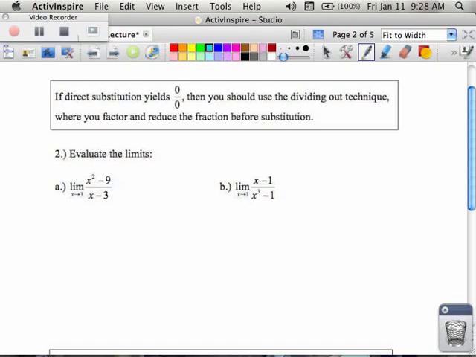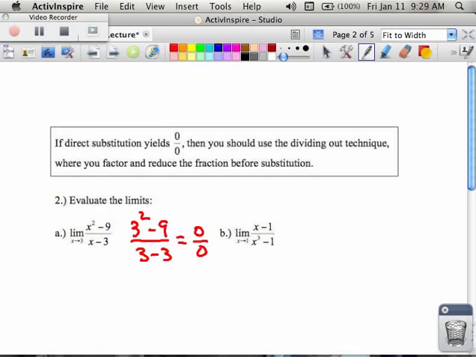And number two, let's try that strategy again. Let's plug in. So if I plug in letter A, I would have 3 squared minus 9 over 3 minus 3, and I end up with 0 over 0. Uh-oh, the plug-in didn't work. That means we're going to try a different strategy.